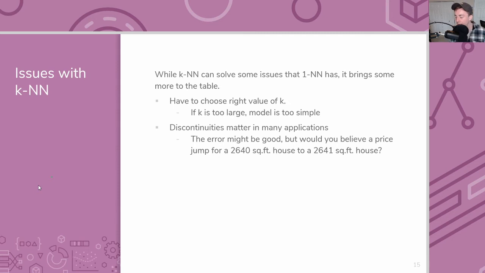Discontinuities might matter in a lot of applications, and having that kind of stepping function might be really bad. The error might be better, but would you really believe that you'd see this drastic change in price by increasing the square footage by one? That might not lead to the most interpretable model in all contexts. And then also this problem with the boundaries is still there.